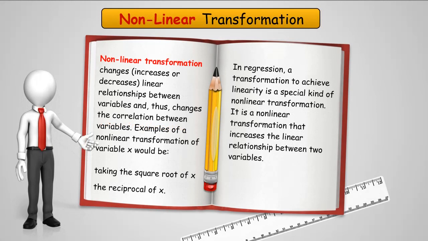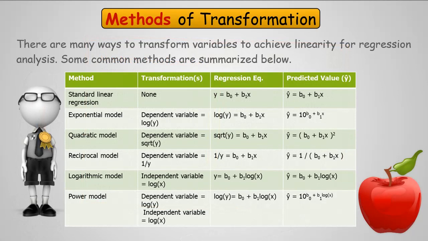A less desirable method would be nonlinear transformation. With nonlinear transformation, it's actually going to change the correlation relationship between the x and y variables. So for example, taking the square root of x or the reciprocal of x. In this type of regression, it's a special kind of nonlinear transformation, and it's that nonlinear transformation that increases the linear relationship between two variables. Let me show you what I mean by that.